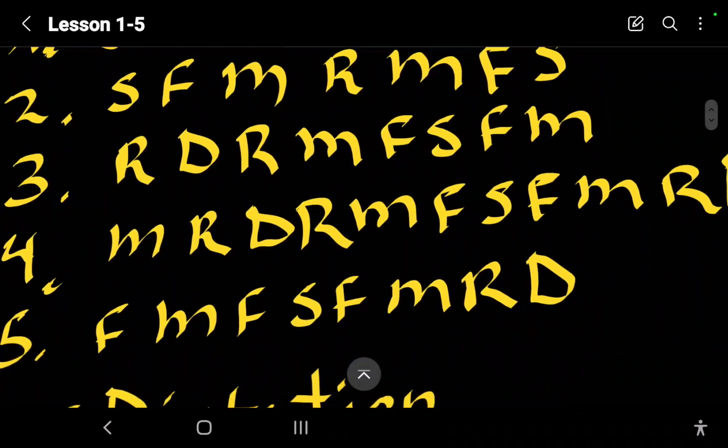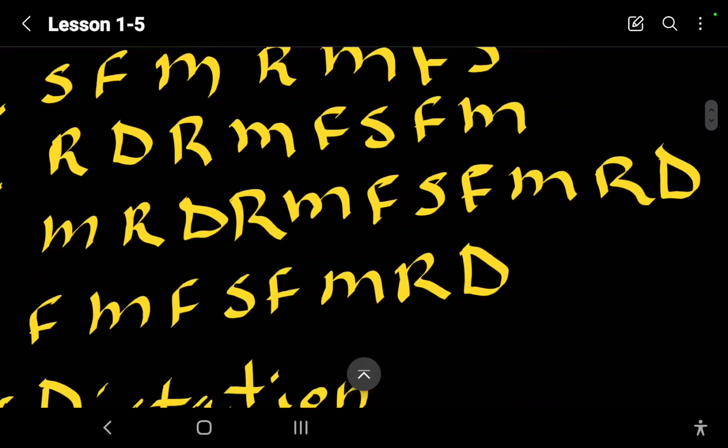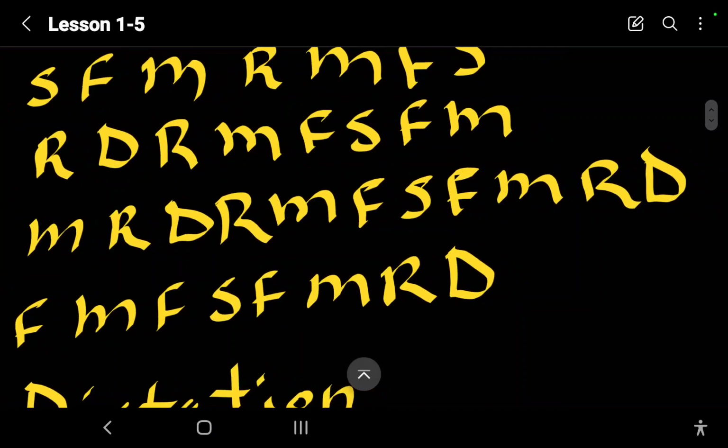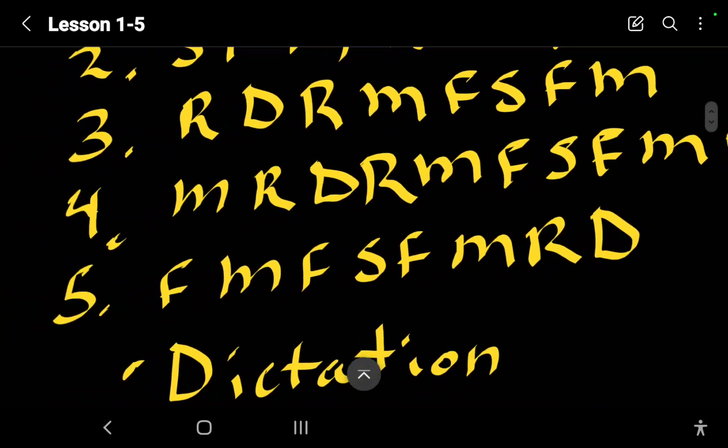Number 4. Mi, re, do, re. Mi, fa, sol, fa. Mi, re, do. Number 5. Fa, mi, fa, sol. Fa, mi, re, do.